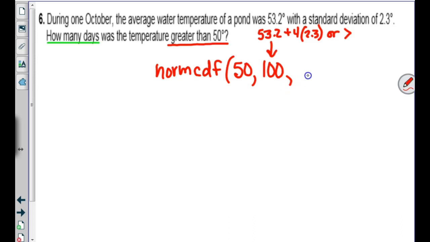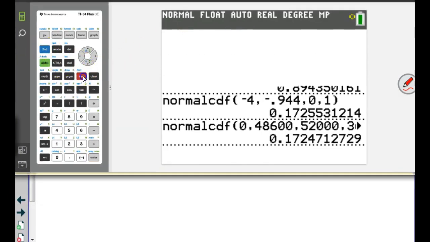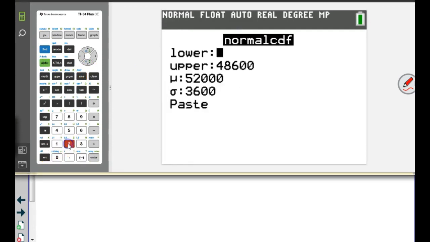And then what were we doing again? The mean and the standard deviation are the last 2 things we put in. All right. So norm CDF, we wanted above, was it 50, guys? Okay. And we said we're just going to put some number in here. And I can do it a couple times with a different number and show you it won't matter. This is 53.2, and this was 2.3. Thank you.